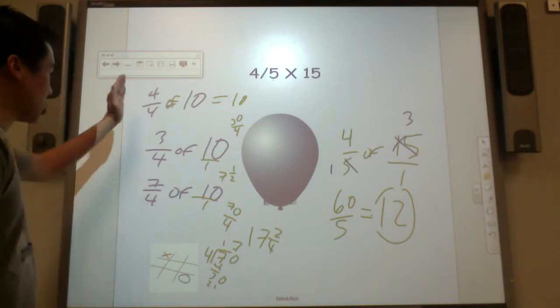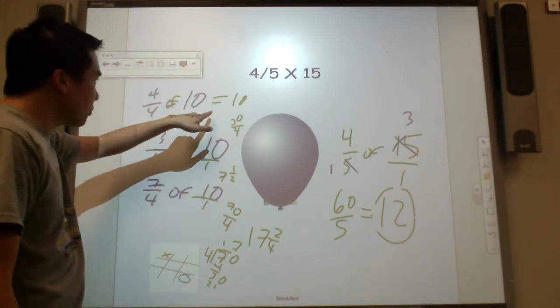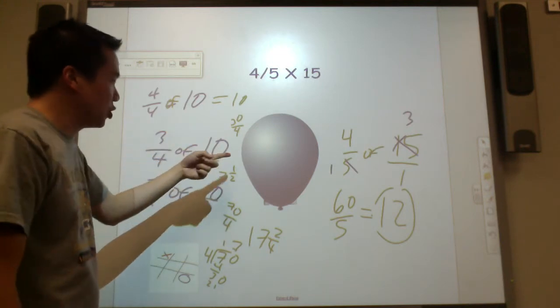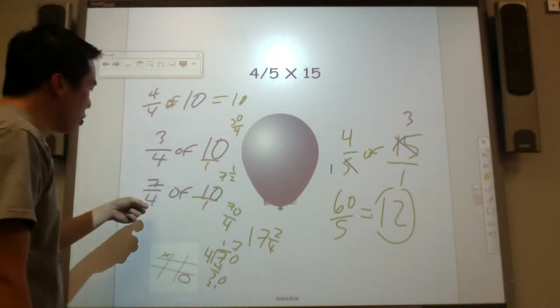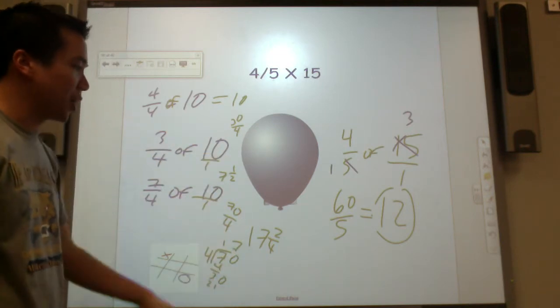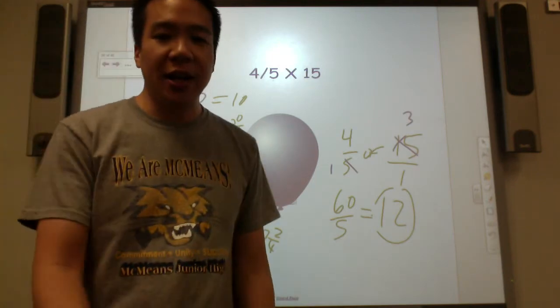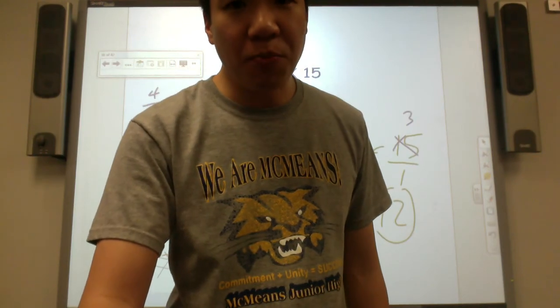So if you multiply by 1, then you get the same answer. If you multiply by less than 1, your answer will get smaller. If you multiply by greater than 1, your answer product will be greater. So this is the study of multiplying fractions with whole numbers.